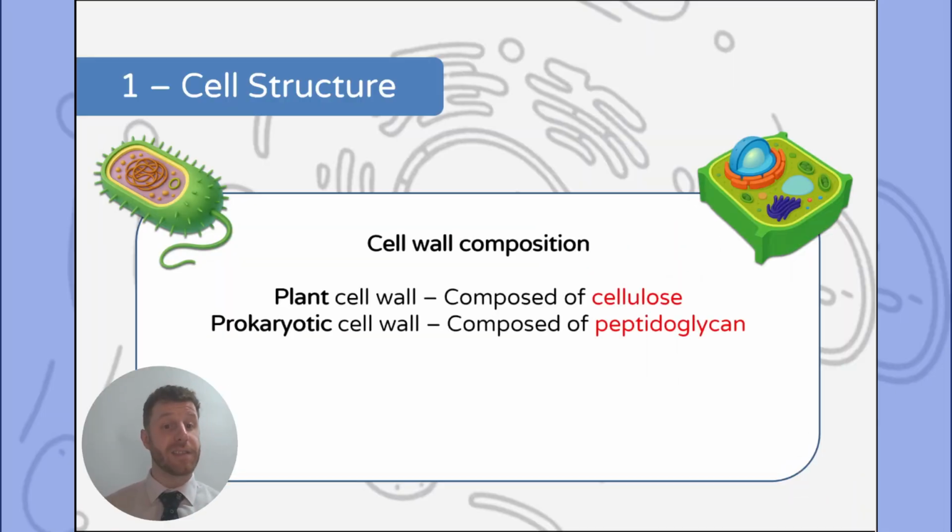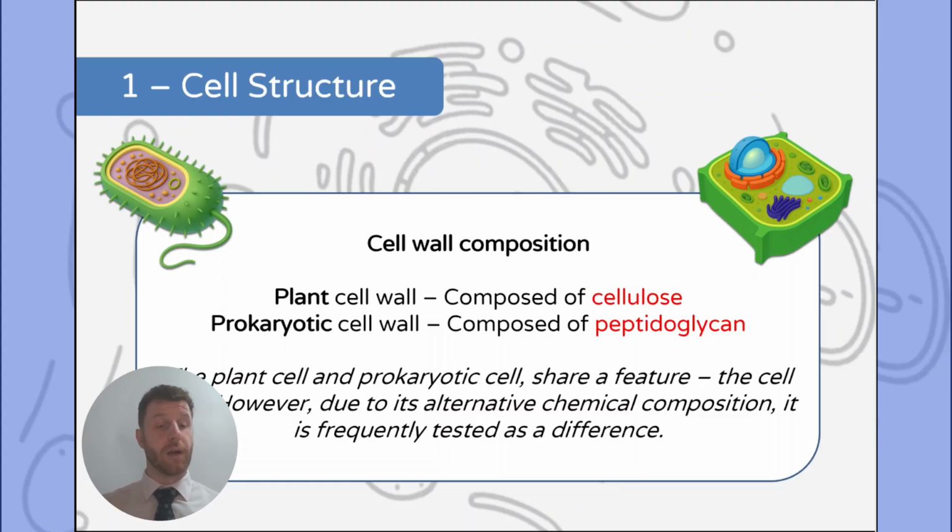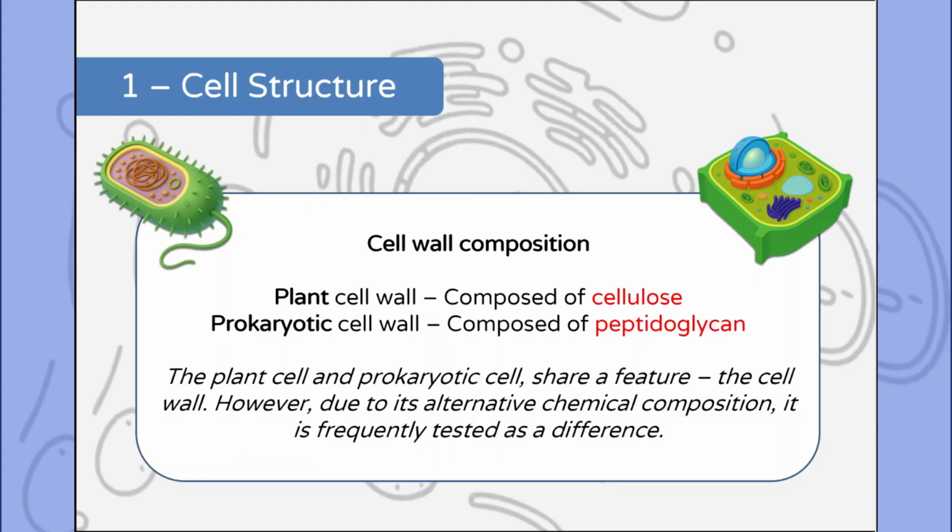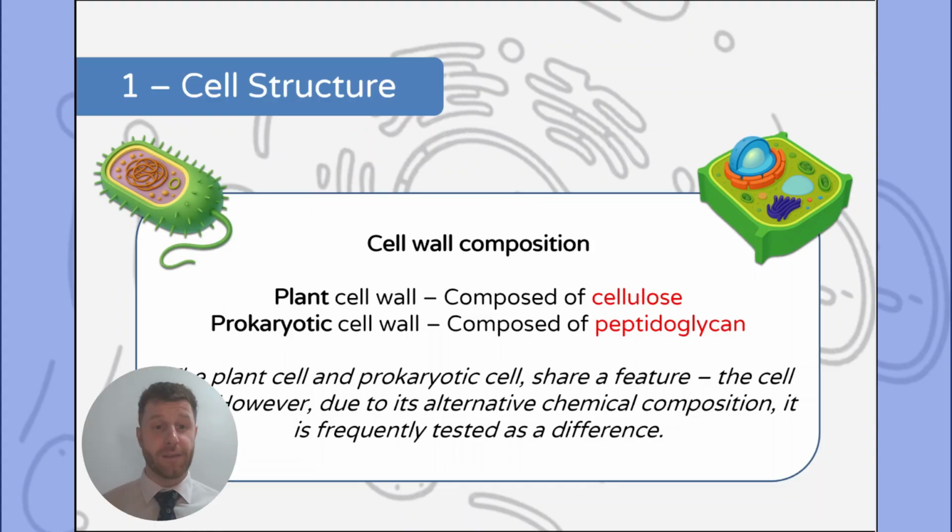Next on our list is cell wall composition. You already know it, but I thought I'd add it in here for clarification because it gets questioned so often, guys. You've got cellulose for plant cell walls, peptidoglycan for prokaryotic cell walls. Plant cells and prokaryotes share a feature, but that feature has alternative chemical composition. Guess what Cambridge are going to want to do? Give lots of questions which are going to try to confuse you based on the wording. So if you ever get a cell wall question and you know they could be talking about plants and bacteria or prokaryotes, just take the time to make sure you're happy with what it is they're asking.